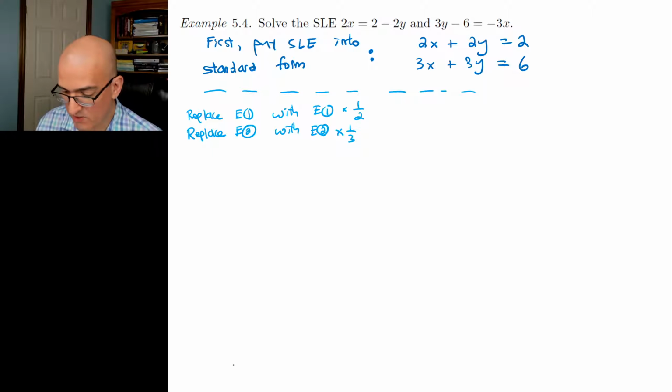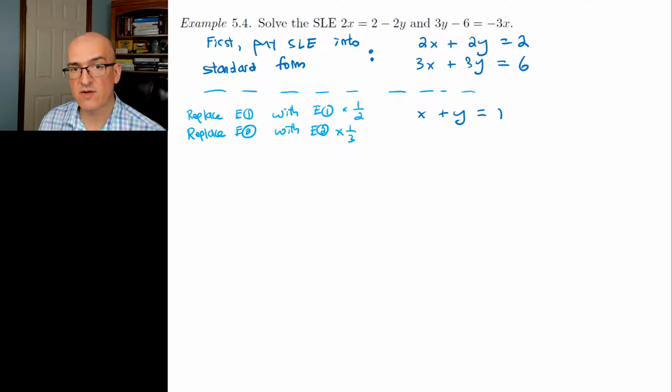Okay, so when we multiply equation 1 by a half, we have 2x times a half, which is just x, 2y times a half, which is just y, and 2 times a half, which is just 1. When I multiply the second equation by a third, I get 3x times 1/3, which is just x, and the next part I just get y, and the last part I get a 2.